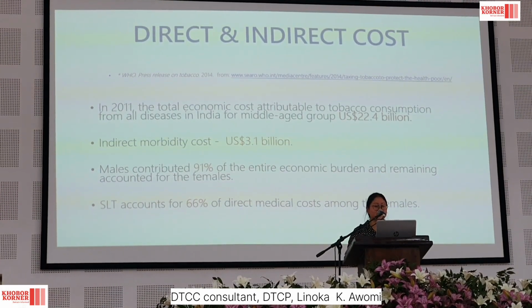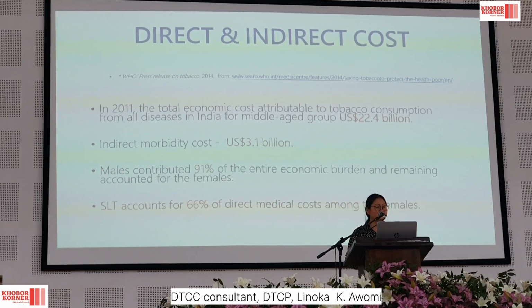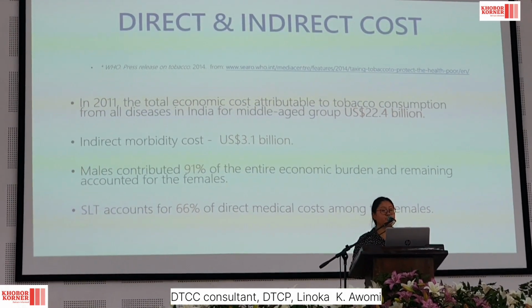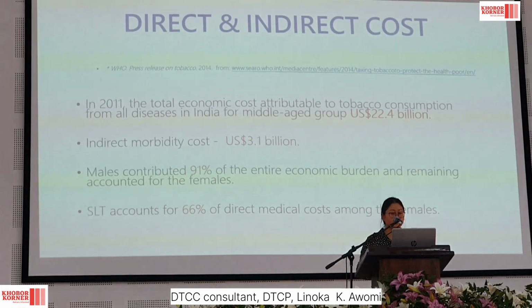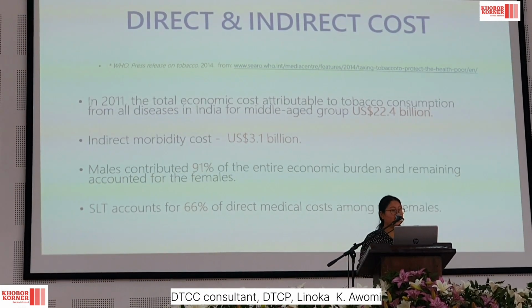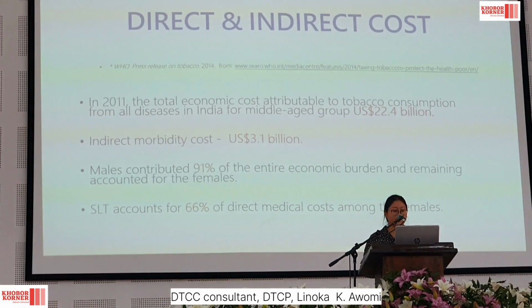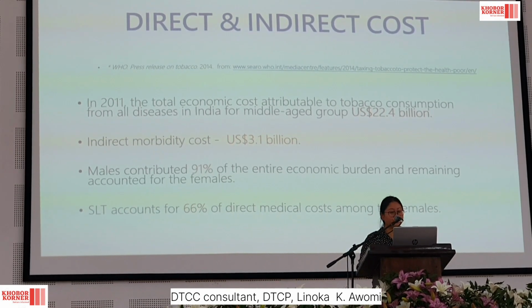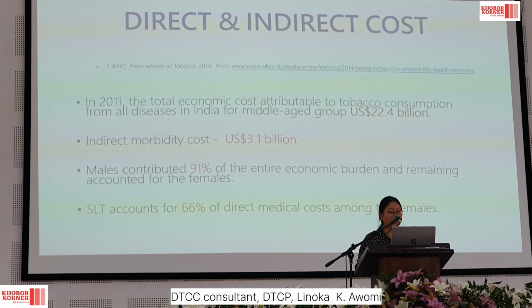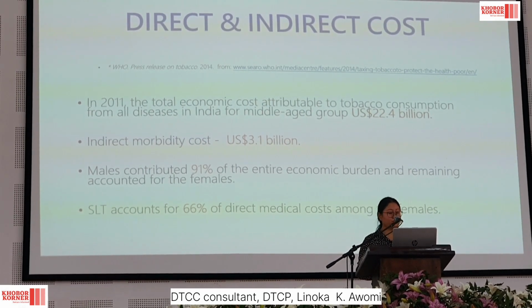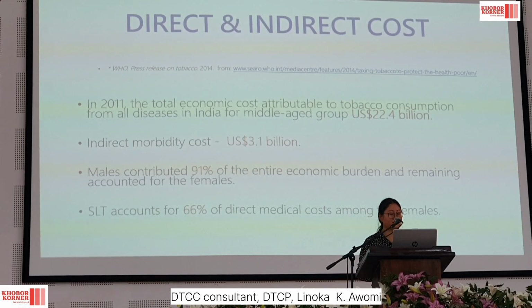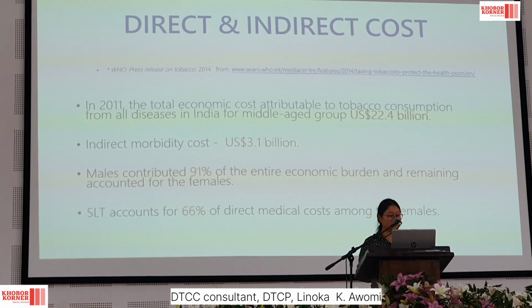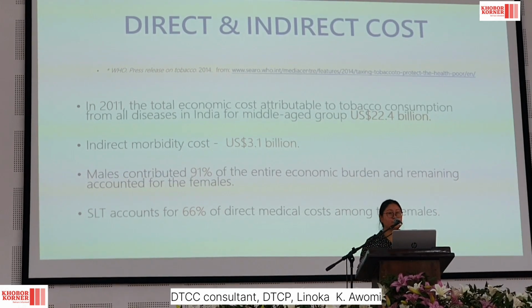So if we want to quantify the direct and indirect cost, it is a humongous task. But as per WHO in 2011, the total economic cost attributed to tobacco consumption from all diseases in India for the middle-aged group is $22.4 billion. And the indirect morbidity cost amounts to $3.1 billion. In India, males contribute 91% of the entire economic burden, and the remaining is accounted for by females. Studies have shown that the tobacco users among females are mostly smokeless tobacco users, that is SLT. It accounts for pan, tamul, and pan masala. And smokeless tobacco accounts for 66% of the direct medical costs among the females in India.